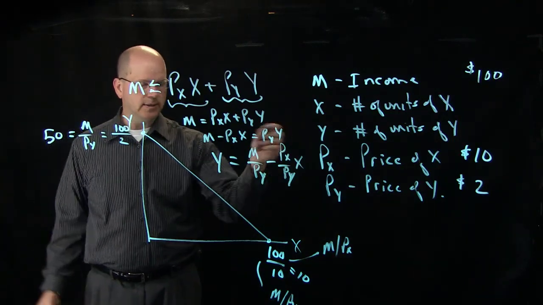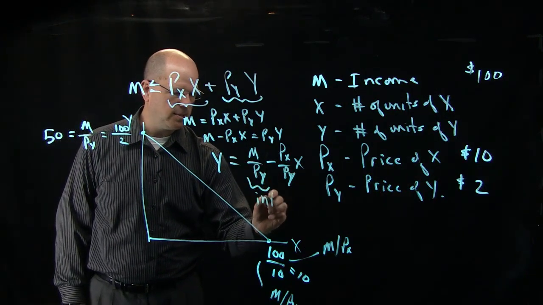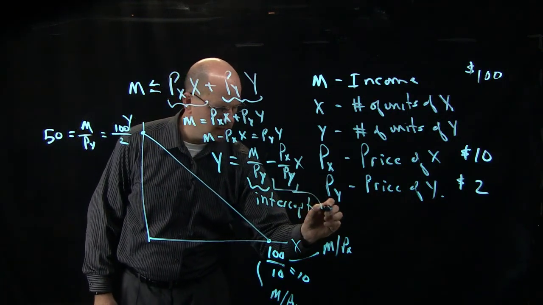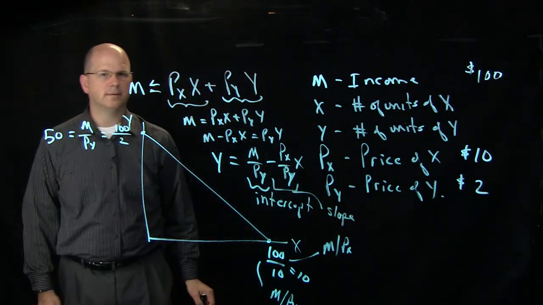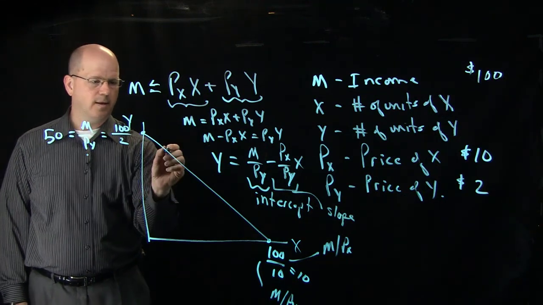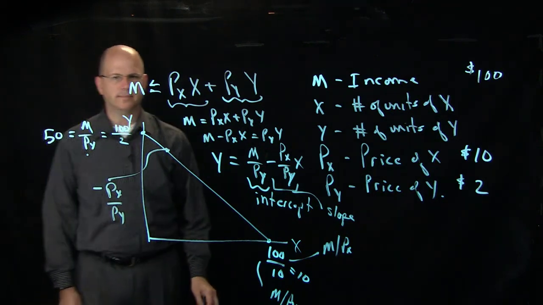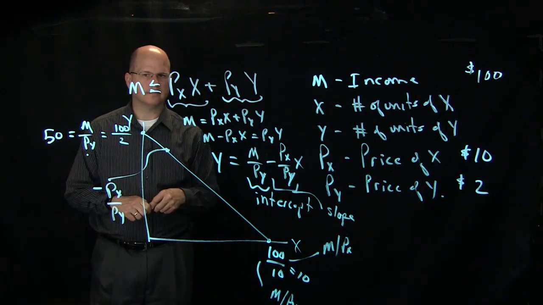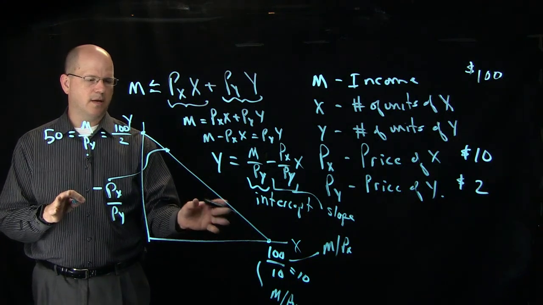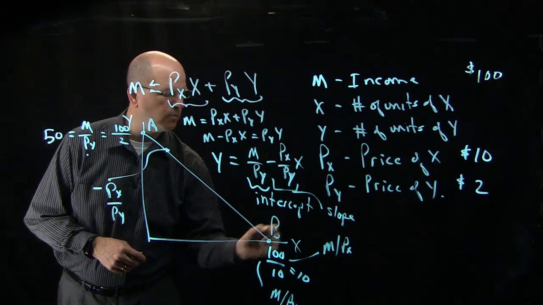This has some important characteristics, as you remember from the y equals mx plus b form. This is the intercept, and this is the slope of this line. Here's our intercept, m divided by Py, and we know our slope is minus Px over Py. All right, so what do we know? Let's talk about points again. We'll call this endpoint A. We'll call this endpoint B.